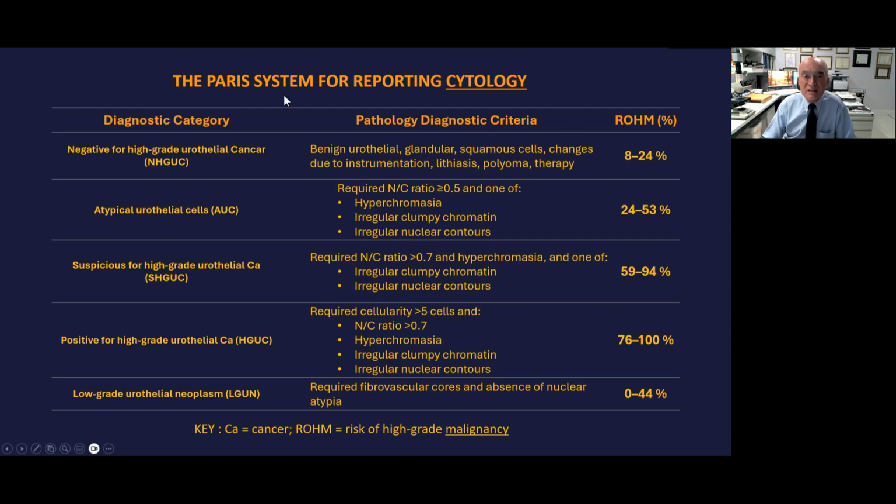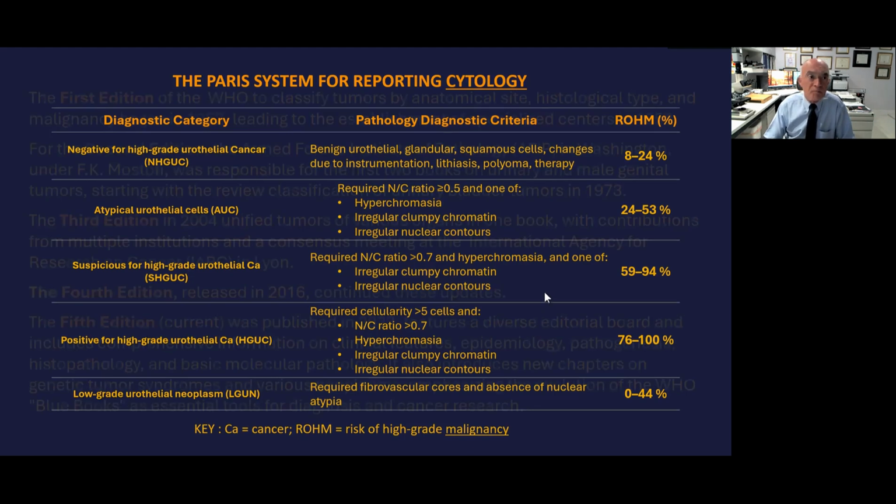And this is the Paris System for reporting cytology, with the relationship to the risk of high-grade malignancy. In cases of negative for high-grade cancer, you can see that there is still a possibility, even in negative samples, of between 8 to 24% malignancy. So when we have a negative cytology, we are still not able to completely rule out the presence of cancer. With increased atypia, suspicious findings for high grade, or positivity for high grade, the risk of high-grade cancer increases, and then we can find a better cytological and clinical correlation in these patients.